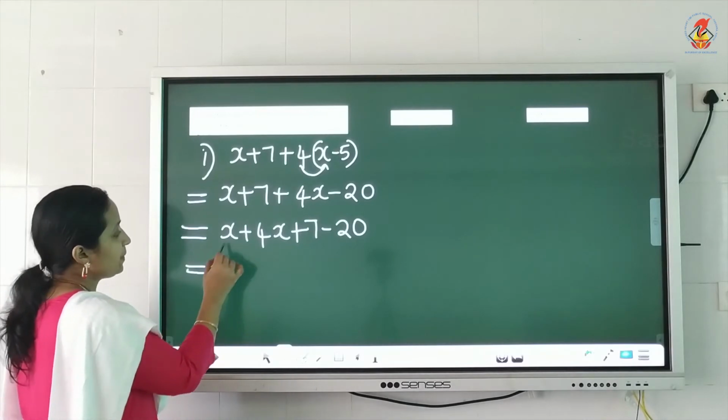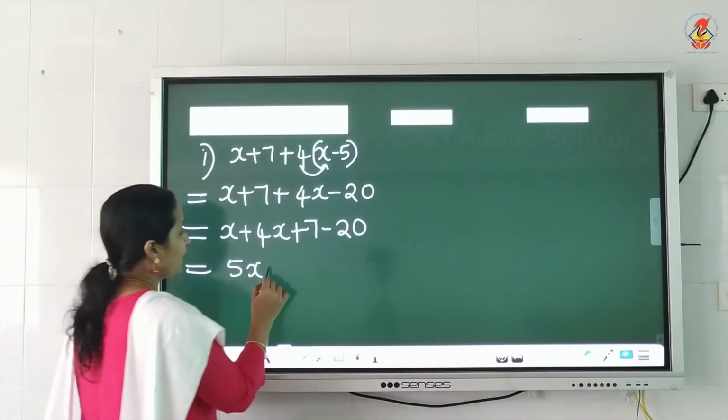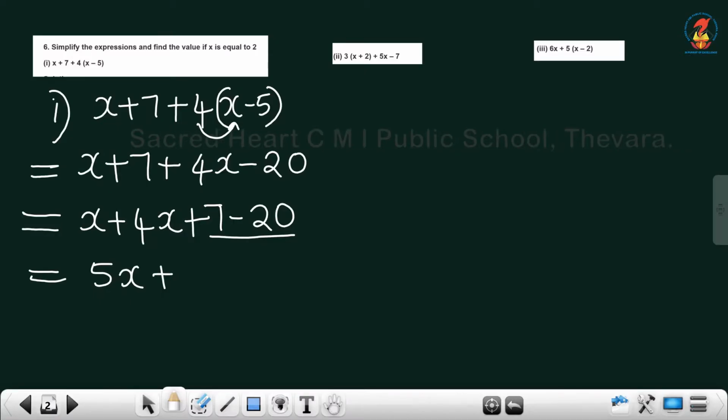Okay, x plus 4x, what is the answer? We can write it as 5x because the coefficient is 1 here. 1 plus 4, what is the answer? 5. So we can write it as 5x. Plus 7 minus 20. It is integer subtraction, 7 plus negative 20. What is the answer? We can write it as negative 13. Okay, 7 minus 20 is negative 13.